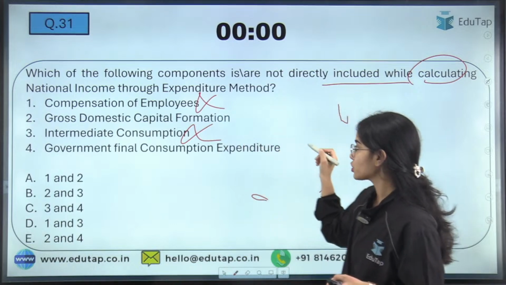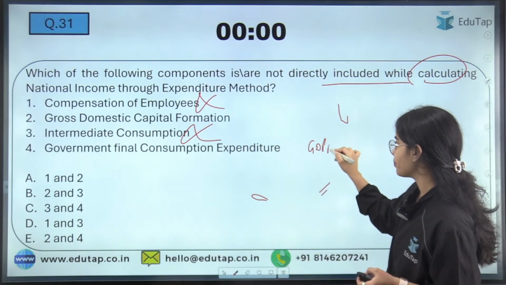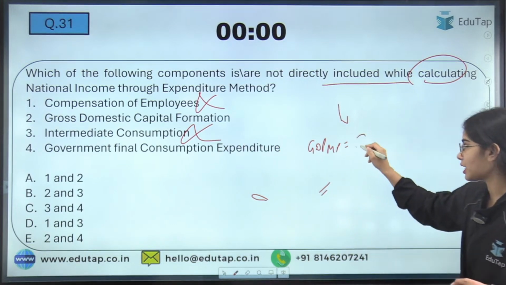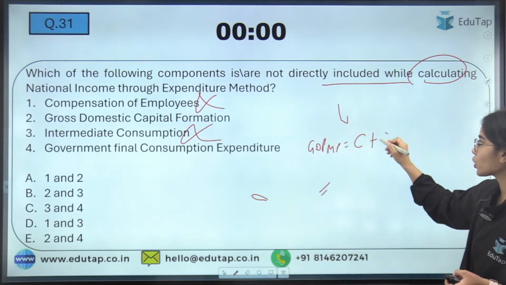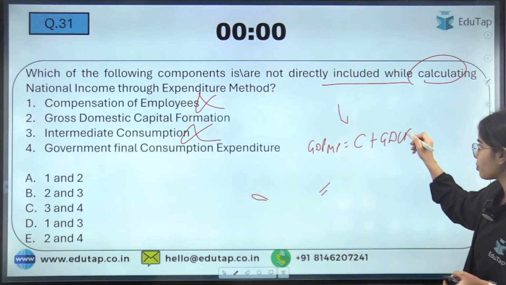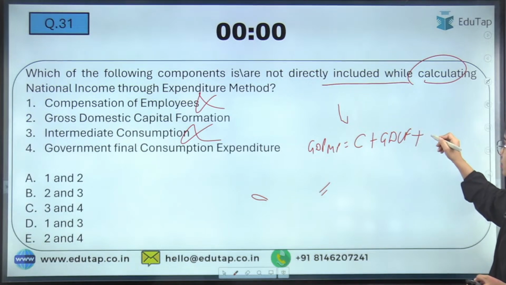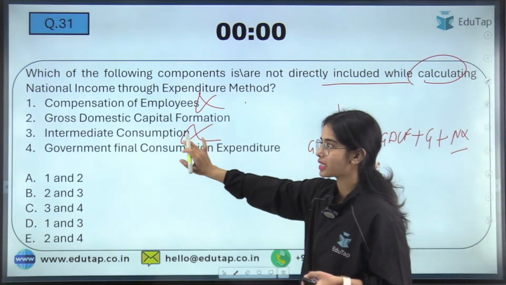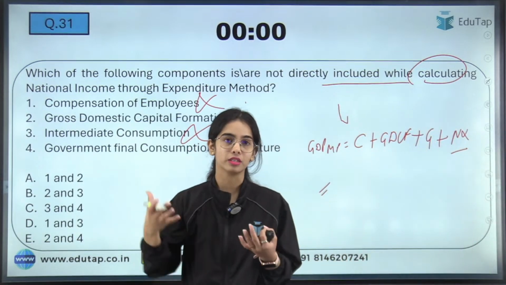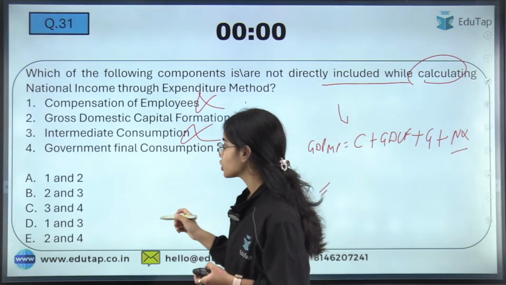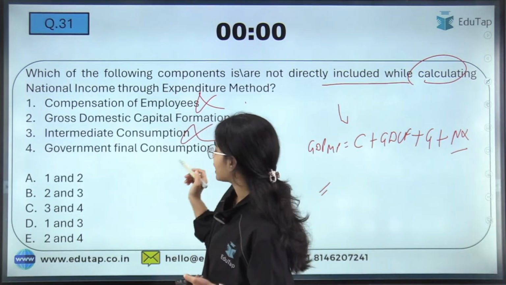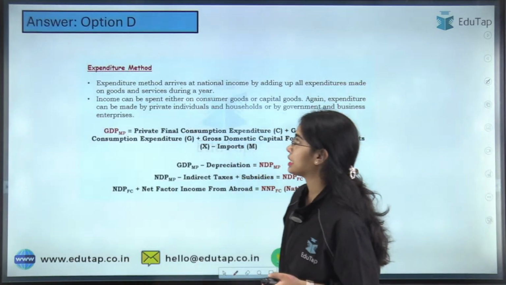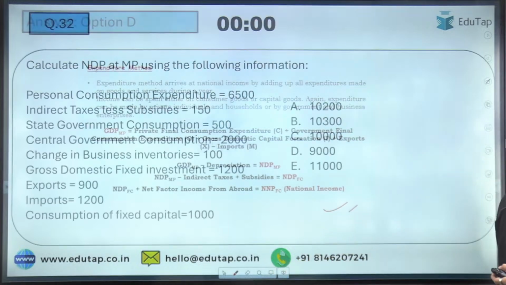The expenditure method gives GDP at MP, where you add the private final consumption expenditure, then the gross domestic capital formation, then the government expenditure, then the net exports, that is exports minus imports. So the compensation of employees and intermediate consumption are not a part of the expenditure method. So here the answer will be 1 and 3. So that is D. This is the answer.